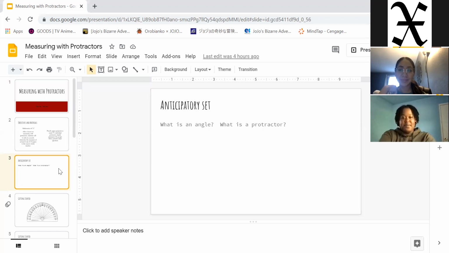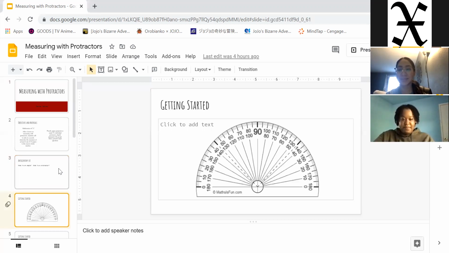Now, have you ever used a protractor before? I've had several attempts. Several attempts. Okay. Well, we're going to get that nailed down today. All right. So this is a protractor. You can see.